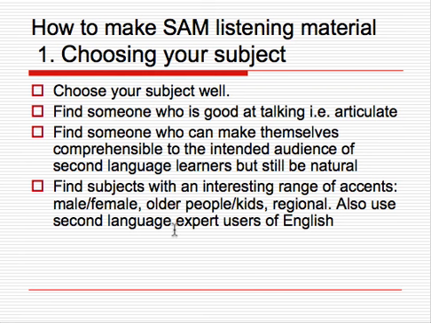And finally, find subjects who represent an interesting range of accents. So we want males, we want females, we want older people, and we want kids, as well as subjects who are in their 20s and 30s. Also find some regional accents too. And finally, see if you can find some second language speakers who are also expert users of English. So, aim for a broad range, if possible, of different accents.